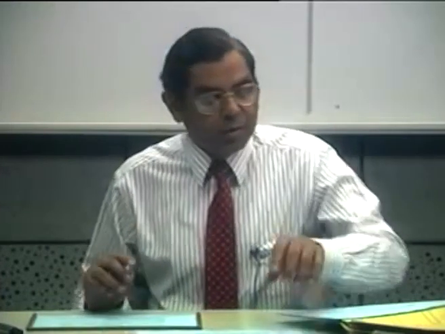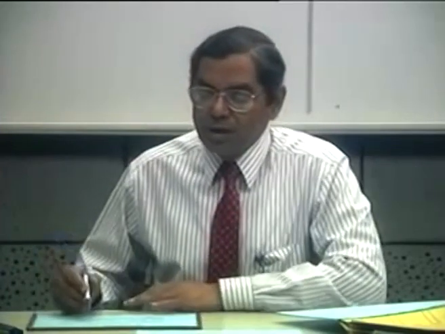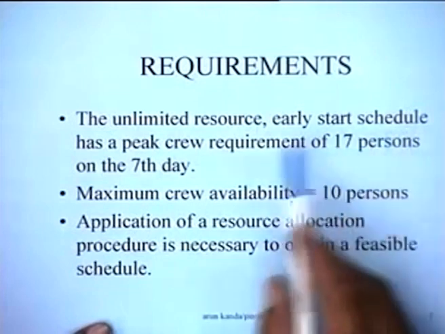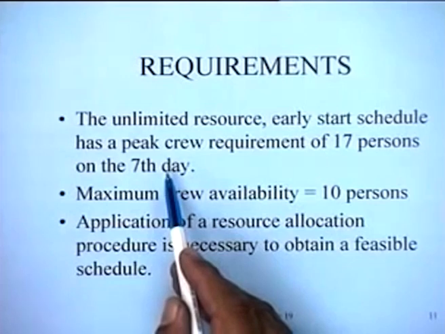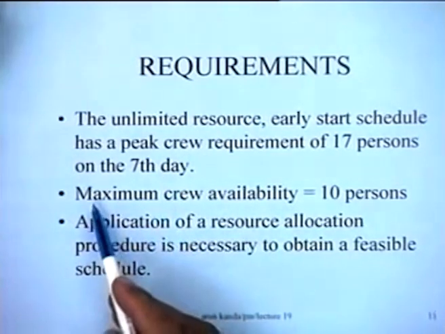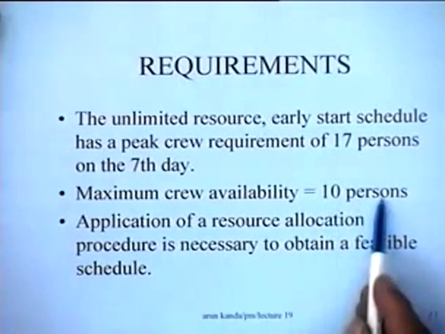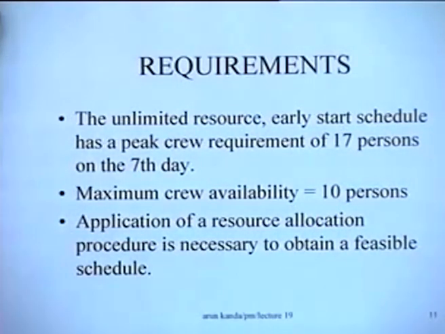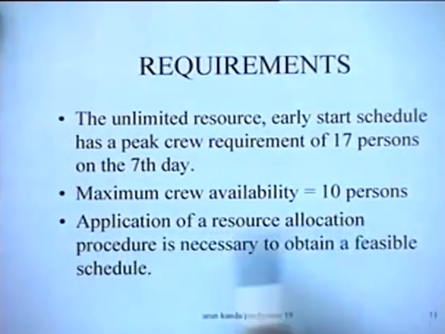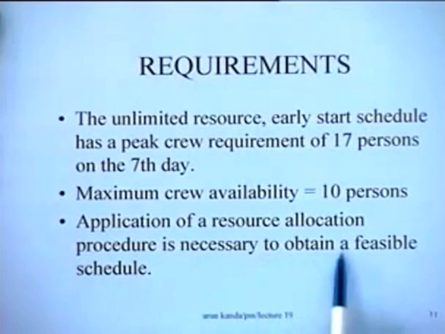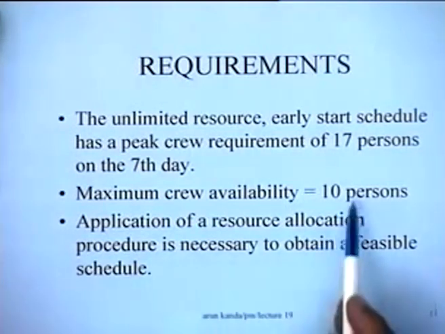Now for this particular problem, what are our requirements? The requirements are stated as follows. The unlimited resource early start schedule has a peak crew requirement of 17 persons on the 7th day, as we have seen from this example. The maximum crew availability is only 10. And the application of a resource allocation procedure is therefore necessary to obtain a feasible schedule within the limit of 10 men.